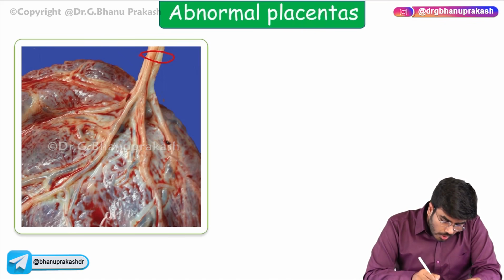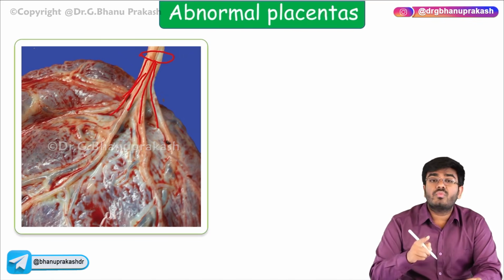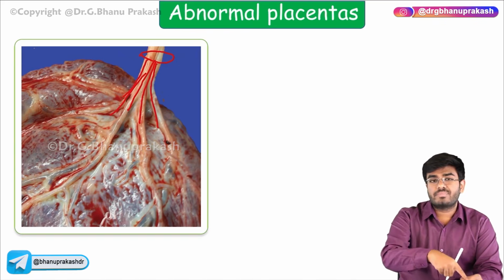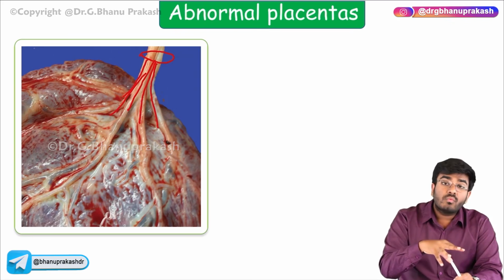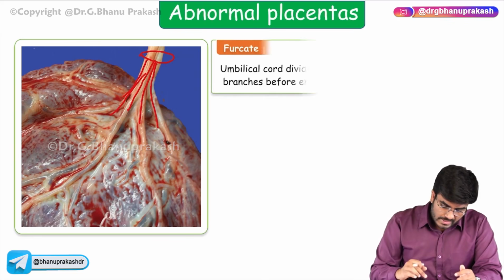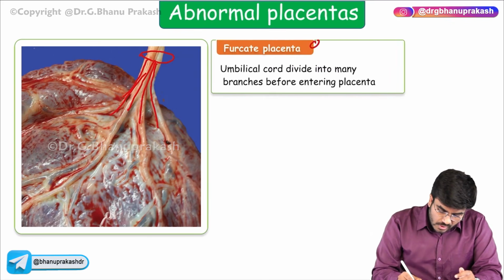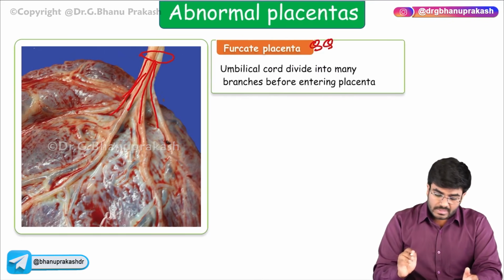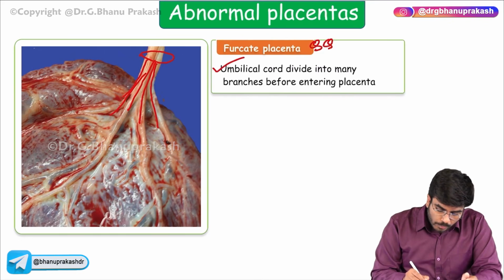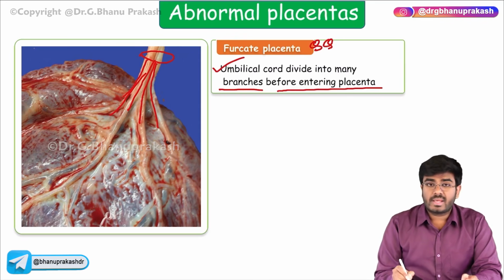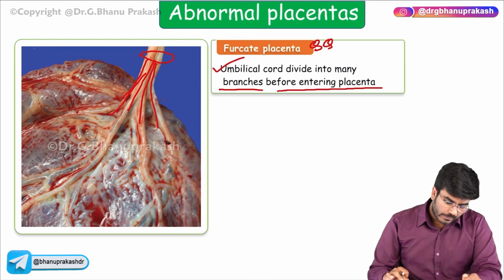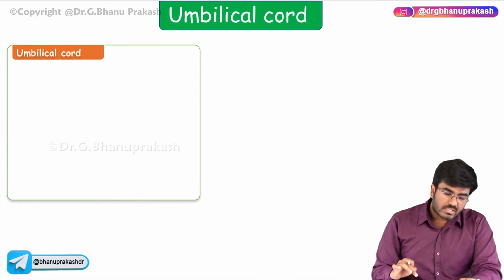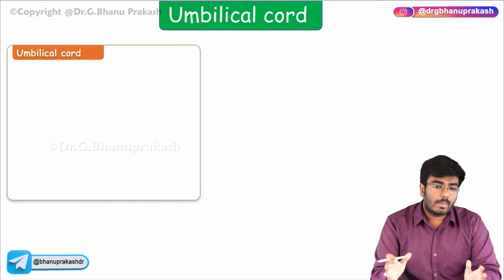See, the umbilical cord is going to divide into a lot of branches before insertion into the placenta. Before entering the placenta, the umbilical cord is forked. This is known as Furcate placenta. What exactly is Furcate placenta? Here, the umbilical cord divides into many branches before entering the placenta, but there is no insertion onto membranes. Okay, very important MCQ. After this, let's talk about a few important points about the umbilical cord.